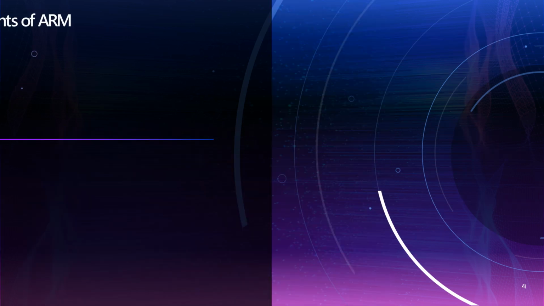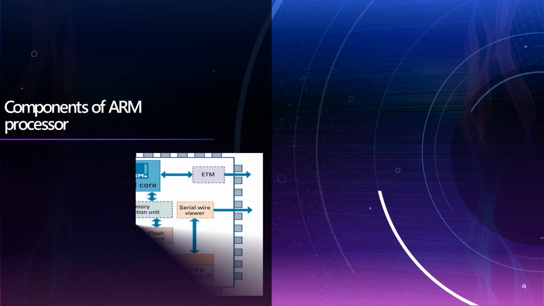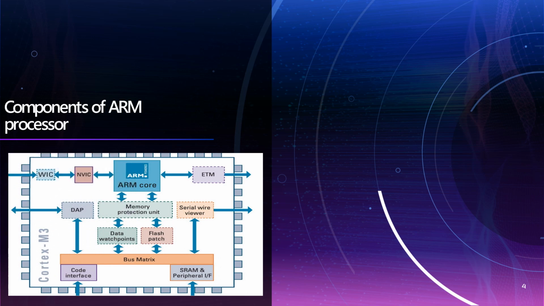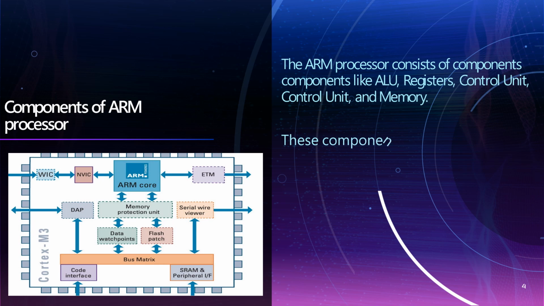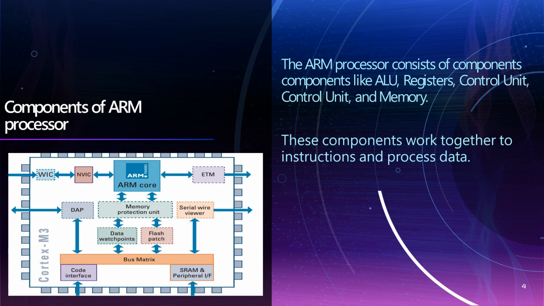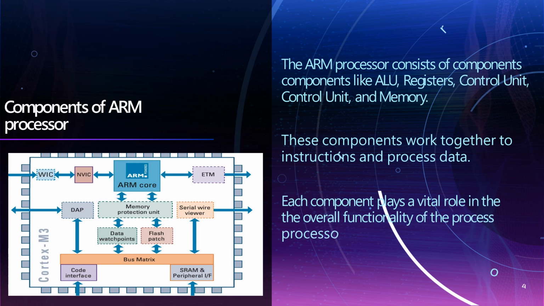Now let's see the components of ARM processor. The ARM processor consists of components like ALU, registers, control unit, and memory. These components work together to execute instructions and process data. Each component plays a vital role in the overall functionality of the processor.